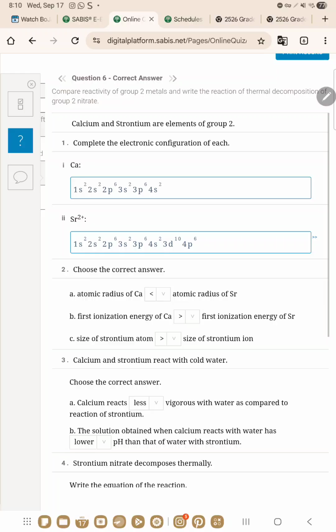It's a new question. Now, complete the electronic configurations of each. CaO, we know how to complete the electronic configurations because they already gave us up till here, I think. Ca is 20, Sr is 38, if I'm not mistaken. Yes. So here, just continue on. This makes 10. So then you have 3s2 is 12, 3p6, 18, 4s2, 20.